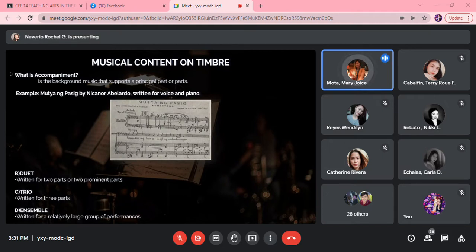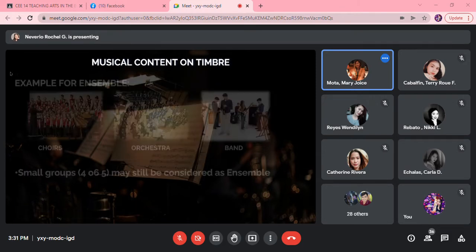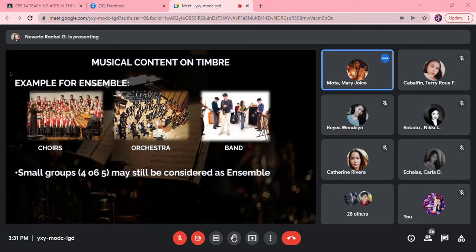And then the last one is ensemble, written for a relatively large group of performers. So, andito na yung choir, orchestra, and many or bands. So, next slide po. Ayan. So, choir, orchestra, and band.